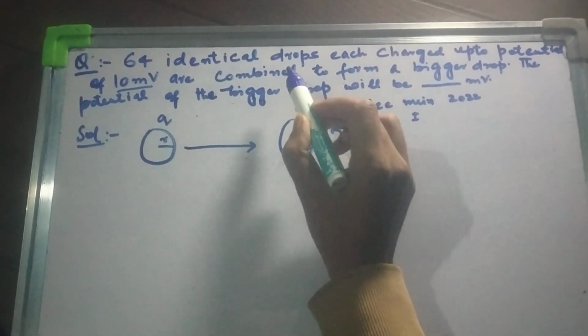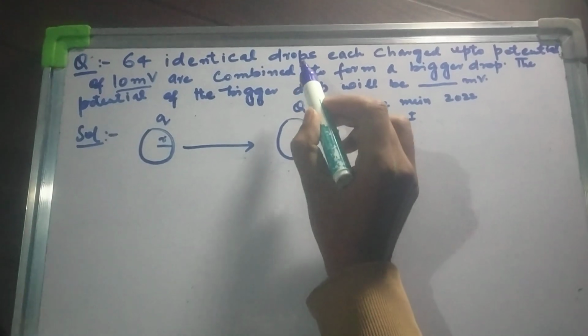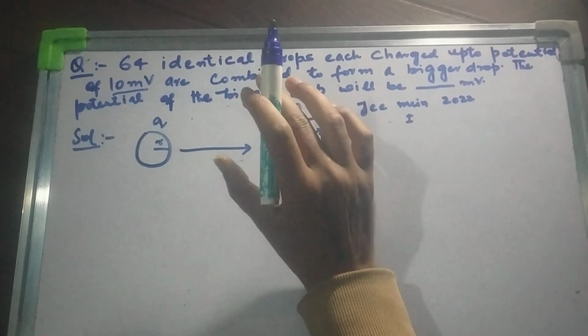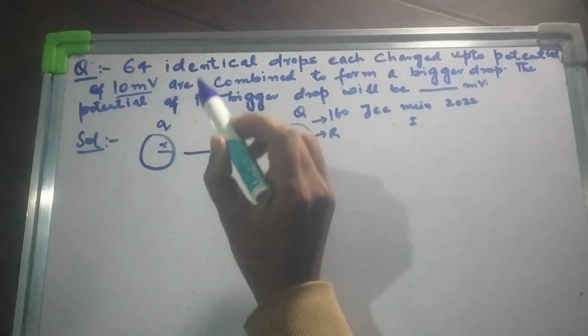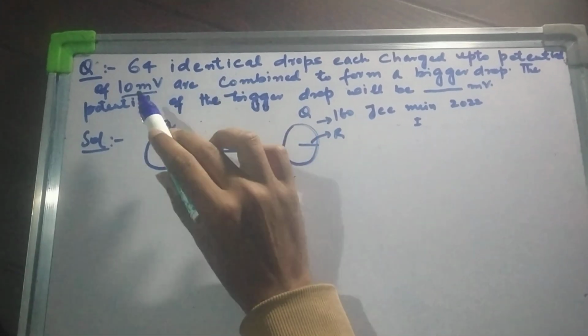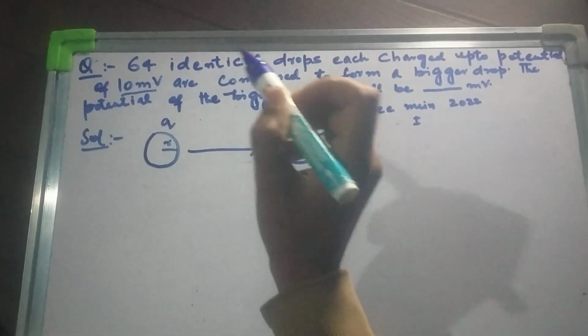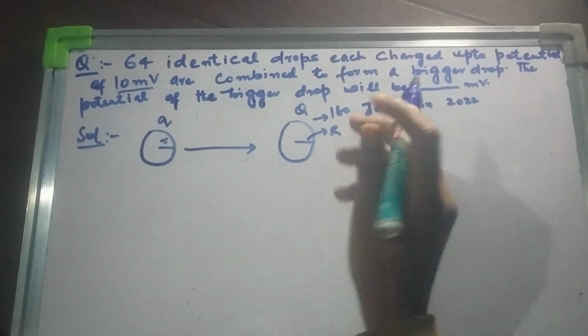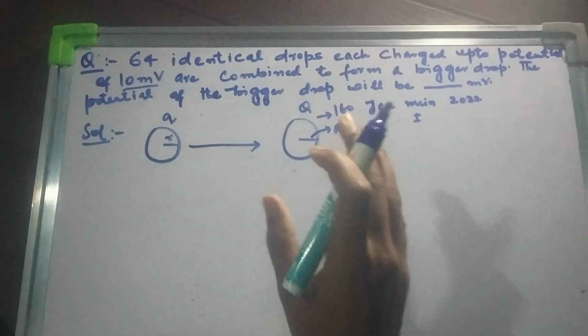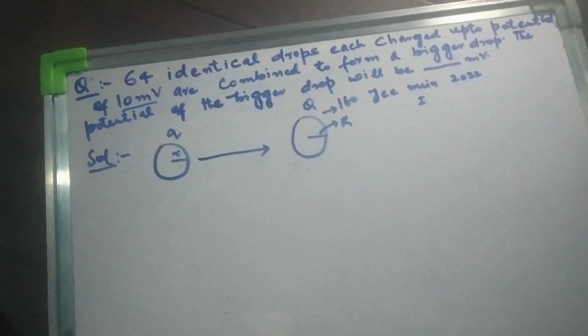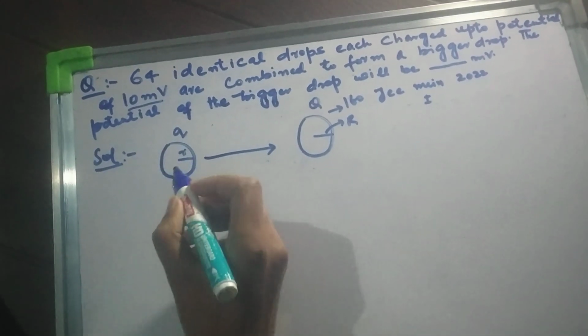The question says that we charge 64 identical drops, and the potential on each smaller drop is 10 millivolt. When we combine the 64 identical drops, we need to calculate the potential on the bigger drop. So I am going to solve this question.